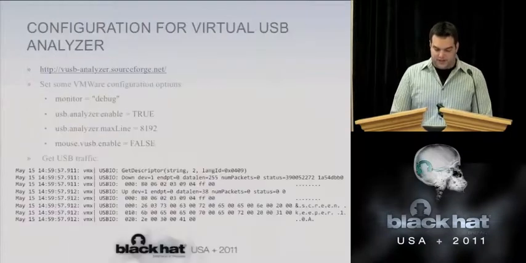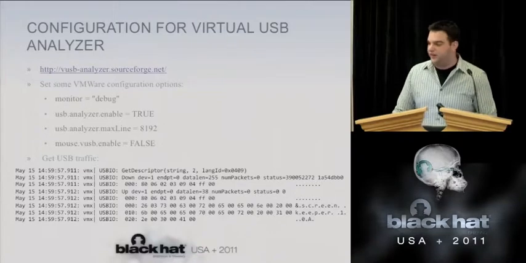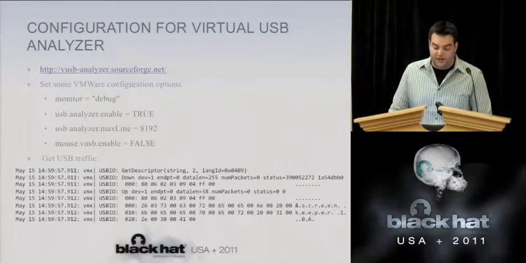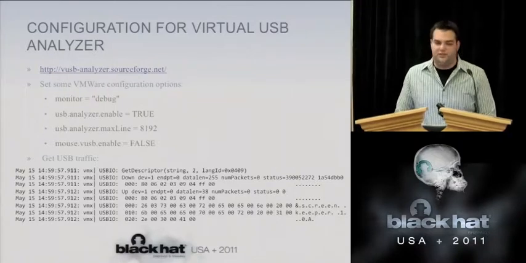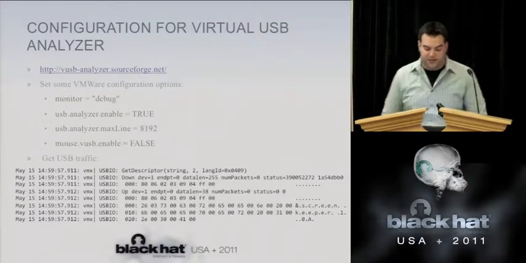All right, so just in general, I'll just kind of breeze through this. All you really need to do is change your configuration file to enable debug logging for USB traffic. Once you set that, you just plug in your USB device, hook that USB device up to the virtual USB interface on the VM, and you get a nice log of information that you can parse through.